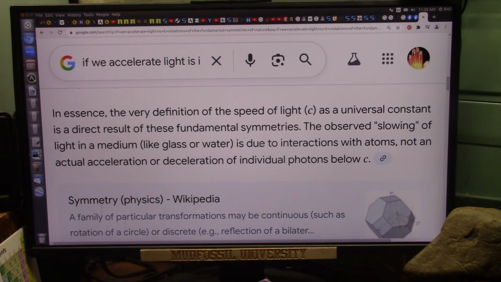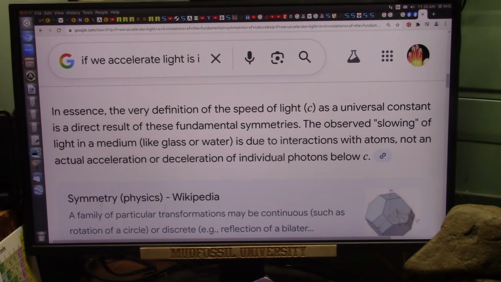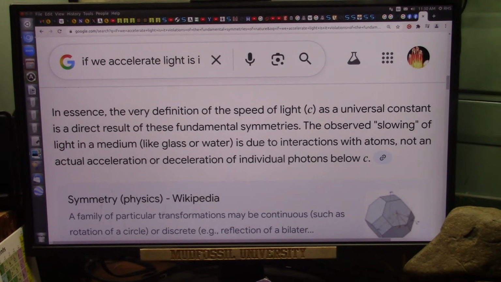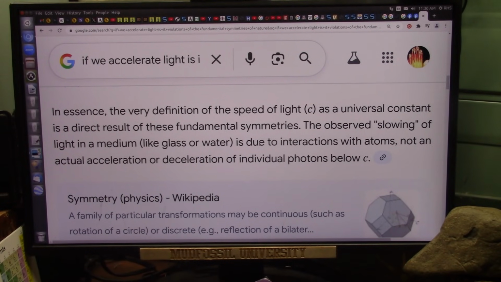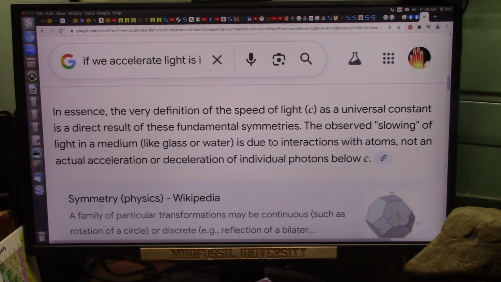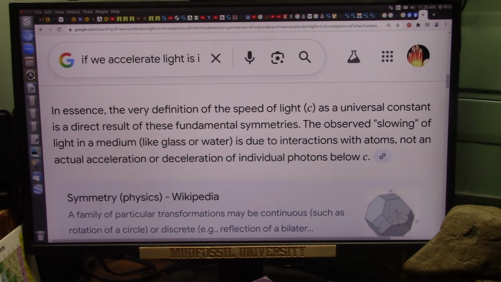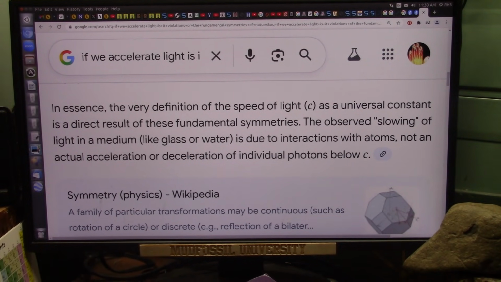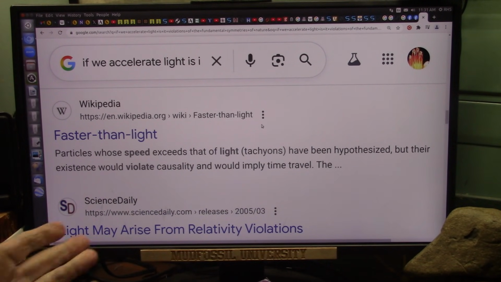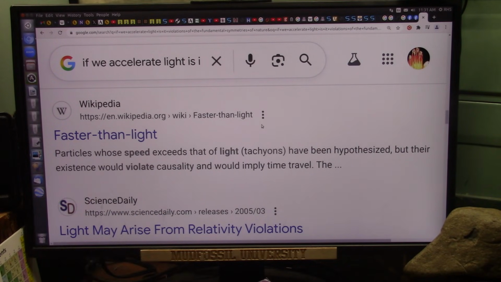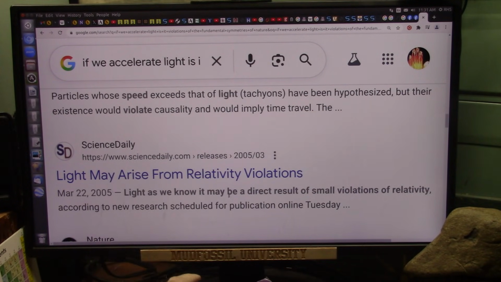And it's because Einstein forced this law, or whoever said, well, that's got to be a law. If it's consistent, it's got to be a law, and we have to follow that law, or whatever we're doing is wrong. Well, the law is wrong, so whatever you're doing following that law is wrong as far as I'm concerned. So here's another one. Speed exceeds that of light. Tachyons have been hypothesized, but their existence would violate everything, so they can't do it. Light as we know it may be a direct result of small violations of relativity.